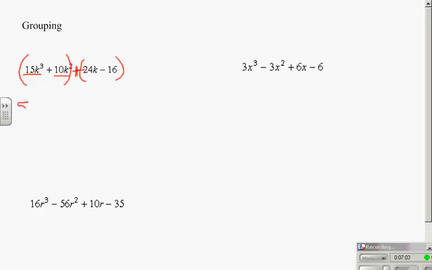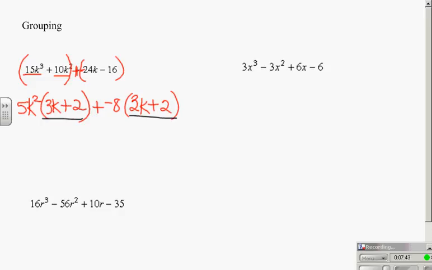So 15k cubed and 10k squared have a common factor of 5k squared. And if I divide that out, that would leave 3k plus 2 inside. Plus negative 24k minus 16. Well, 24 and 16 have a common factor of 8. I'm going to make it negative because these are both negative, and pull a negative 8 out front, and that's going to leave 3k plus 2. If I divide negative 24k by negative 8 and negative 16 by negative 8, I get positive 2.